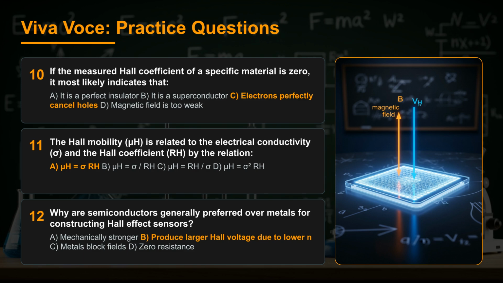Question 10. A zero Hall coefficient indicates that electrons and holes cancel each other perfectly. Question 11. Hall mobility is related to conductivity and the Hall coefficient by the relation mu H equals sigma times RH. Question 12. Semiconductors are preferred for sensors because they produce a larger Hall voltage due to lower carrier concentration.